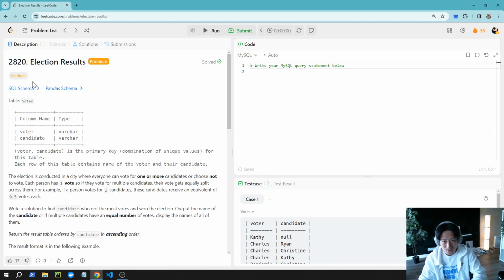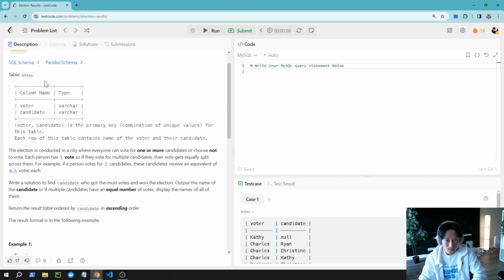Let's do it. It's medium. So this is a medium SQL question. I'm gonna aim to solve it within 10 minutes maybe. I don't know whether I can do it, but so, election results. I'm gonna have only one table, votes. We have two columns, voter and candidate, both string, and the table contains the name of the voter and their candidate.